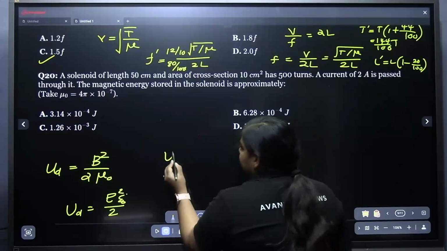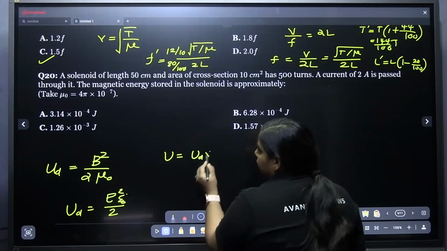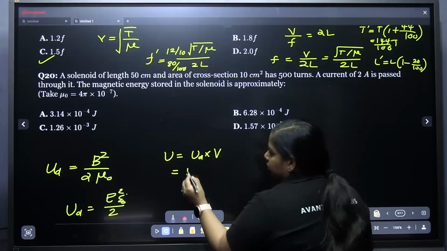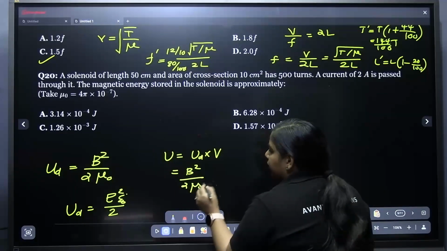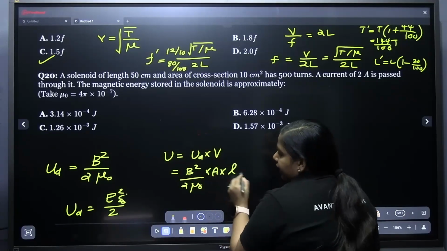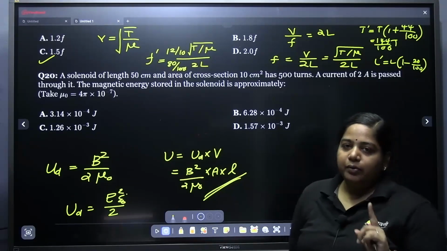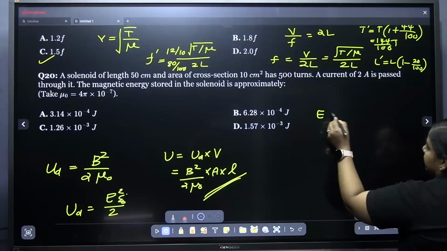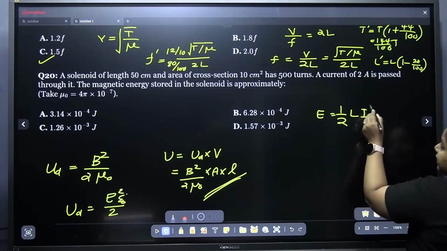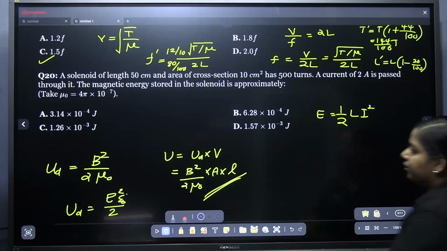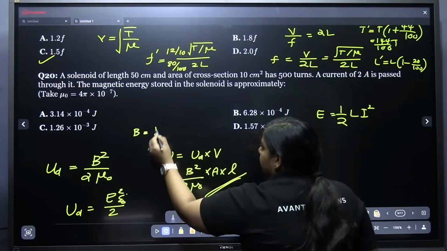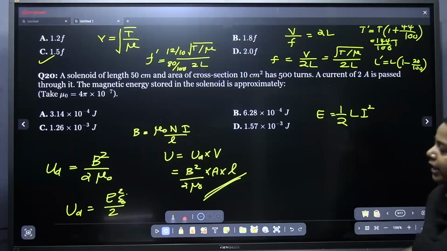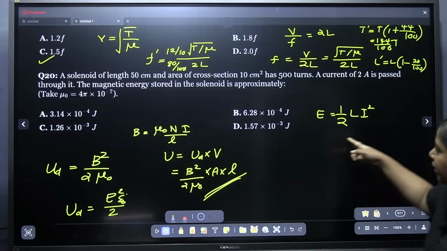But that is energy density, so the total energy will be equal to this energy density into volume. Volume is equal to area into length. So B square by 2 mu naught into A into L. You can use this equation, or you can use the equation energy equal to half L I square. Here B is equal to mu naught N I by L.